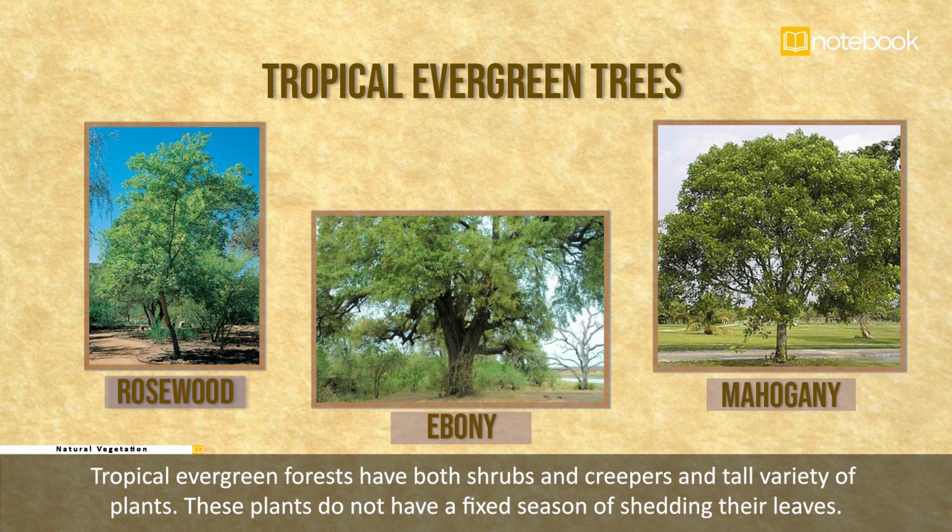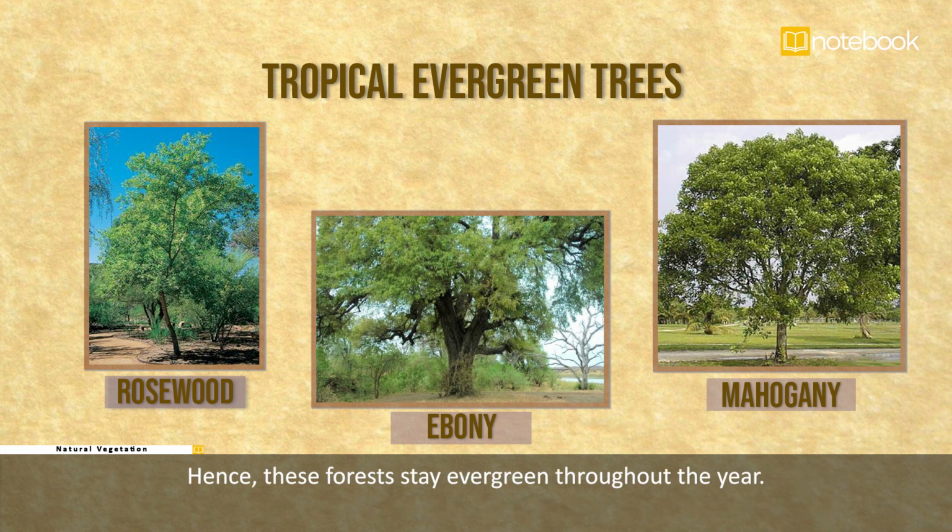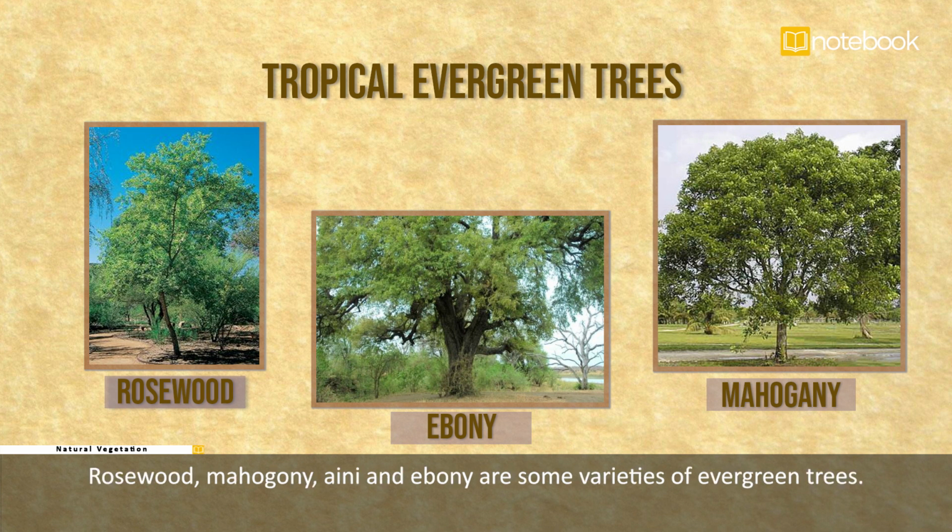These plants do not have a fixed season of shedding their leaves. Hence, these forests stay evergreen throughout the year. Rosewood, mahogany, ivy, and ebony are some varieties of evergreen trees.